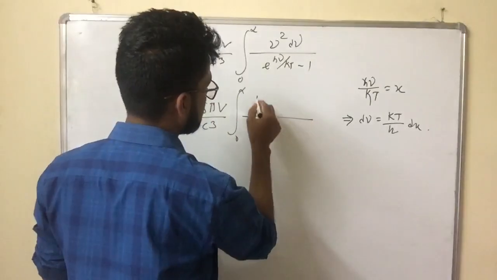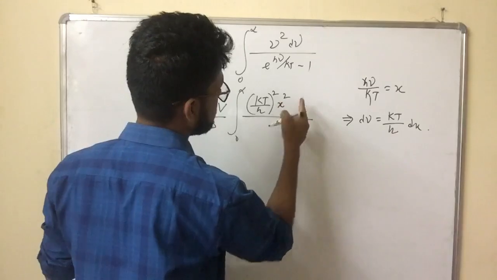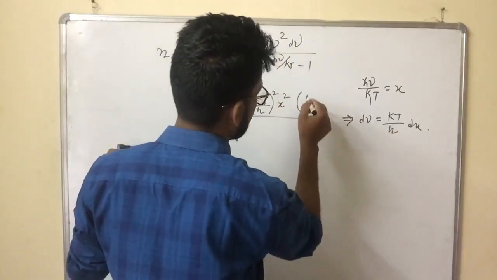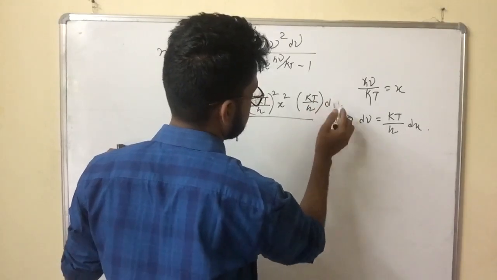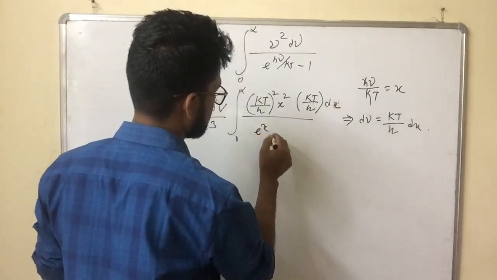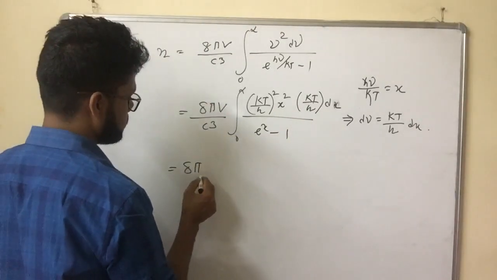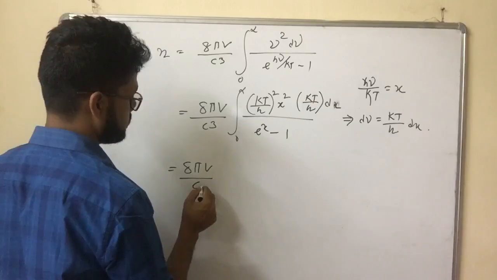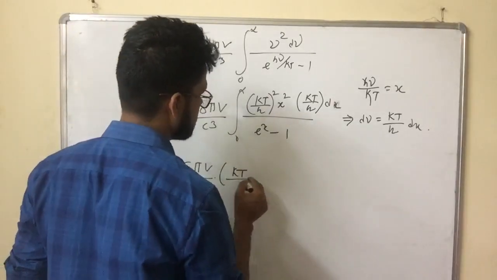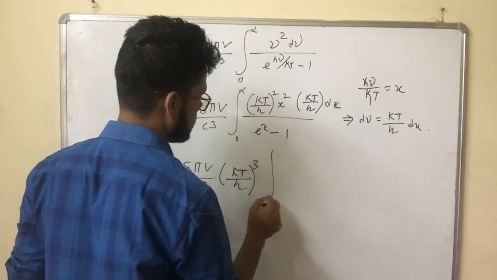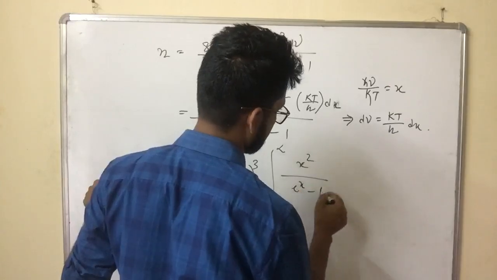So it will be how much? (kT/h)² x² dν, and dν equals kT/h dx, into 1/(e^x − 1). So it will come to 8πV/c³ into (kT/h)³ ∫ from 0 to infinity x²/(e^x − 1) dx.